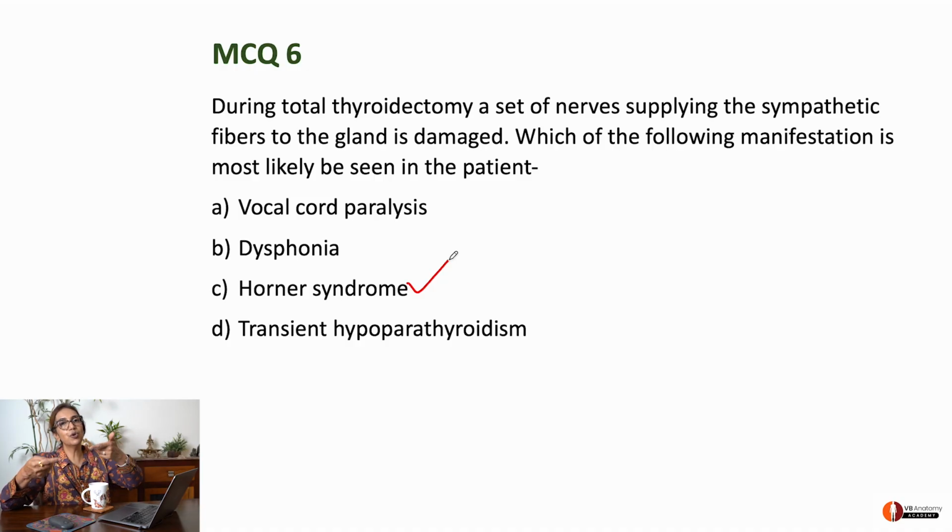Because Horner syndrome is a manifestation of loss of sympathetic. Correct? Transient hypoparathyroidism, again you would have to inadvertently cut your parathyroid gland to have this, right? So C has to be the answer. Let's see if we are correct.